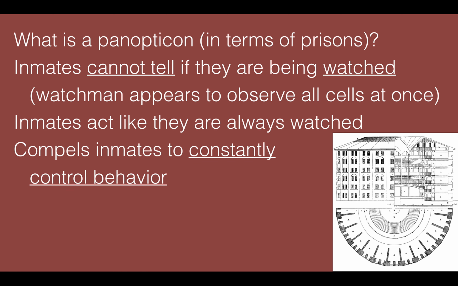So more broadly, what does this imply? Because of the way it's structured, where the watchman is very far away, and oftentimes the windows can be narrow, the inmates cannot tell if they're being watched. So the watchman appears to observe all cells at once. And so because of this, the inmates act like they're always watched. And as a result, this compels them to constantly control their behavior because they know they're constantly being watched.